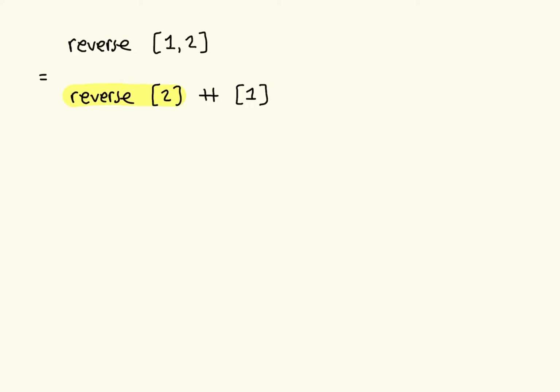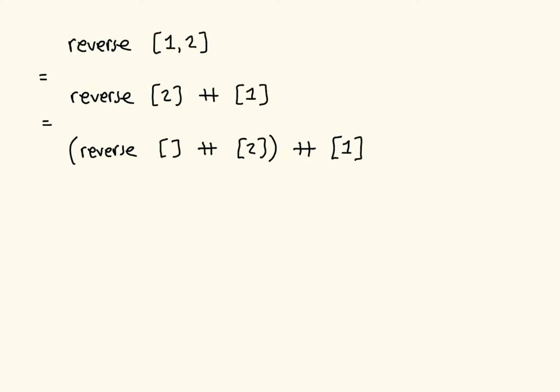Then again, we go to the definition of reverse. We know how to reverse non-empty lists, so we apply the recursive definition one more time. So this time we would reverse the tail of the list, which is now empty. Then we'd stick the 2 on the end, and then we still need to remember to copy down the ++1.